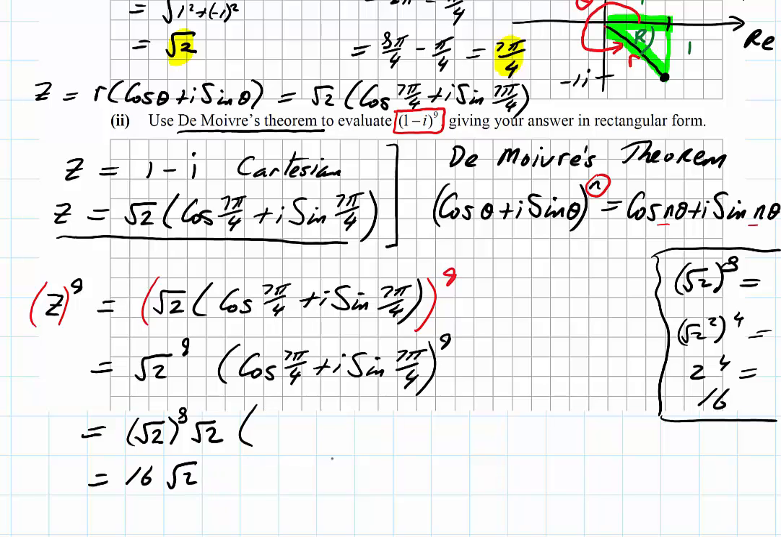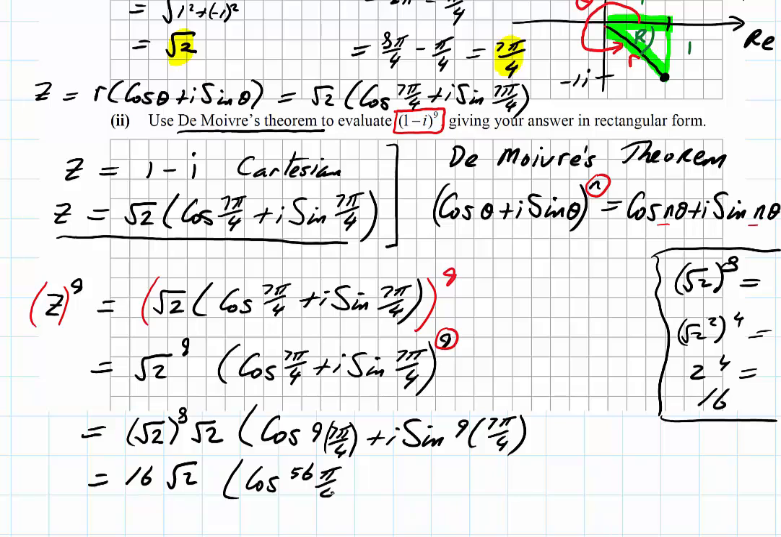Now in the brackets we can use De Moivre's theorem. The 9 comes down in front of the angle, and you get cos of 9 times 7 pi over 4 plus i sine 9 times 7 pi over 4, which is cos of 7 9s is 63, so 63 pi over 4 plus i sine 63 pi over 4. And that's a very important step, because that means that the power has disappeared.